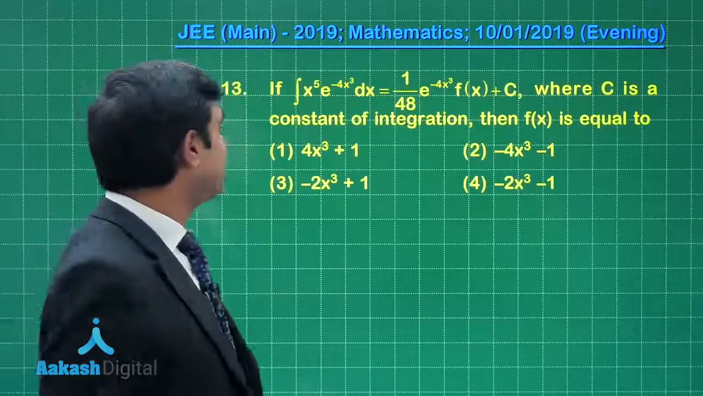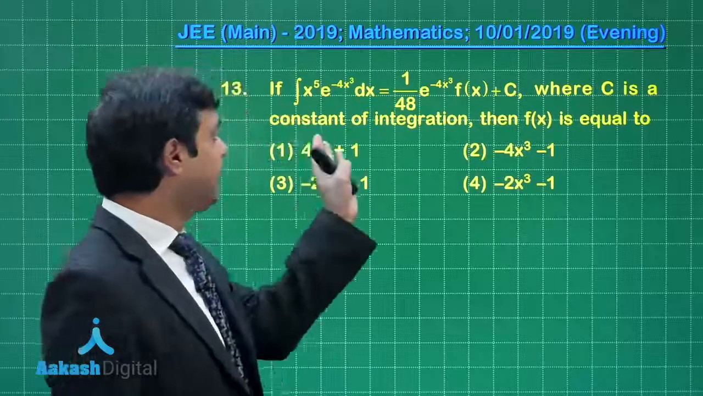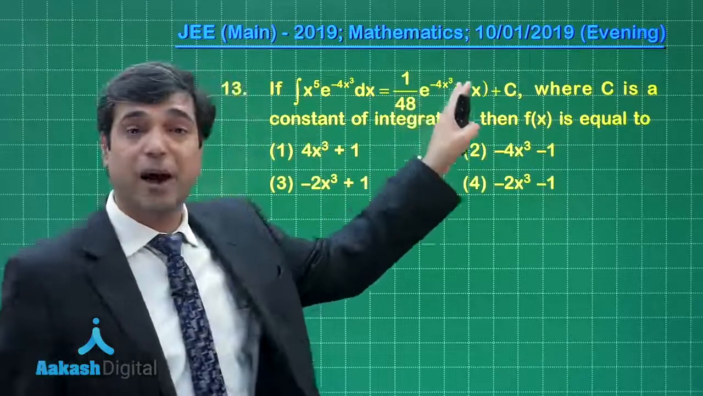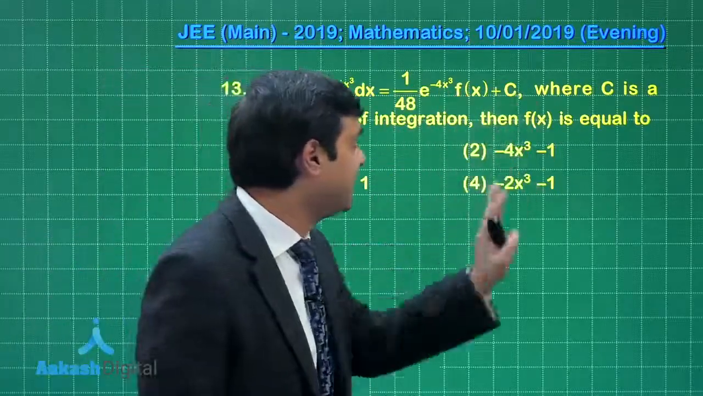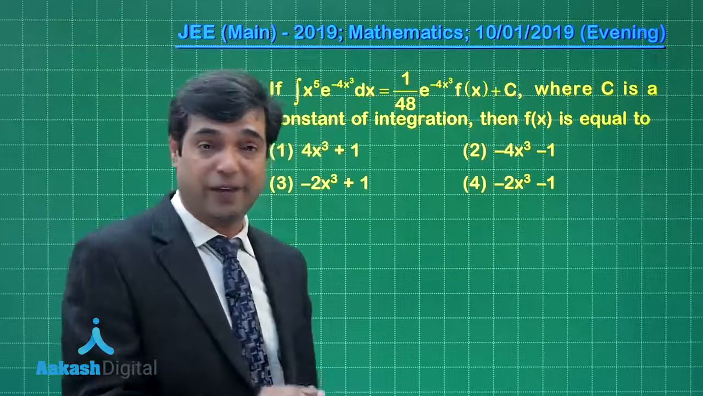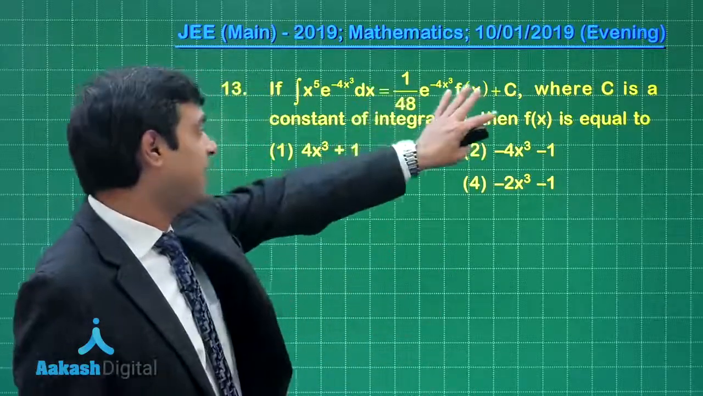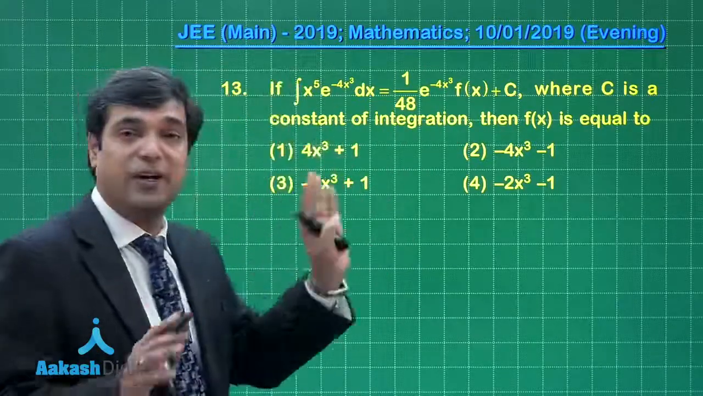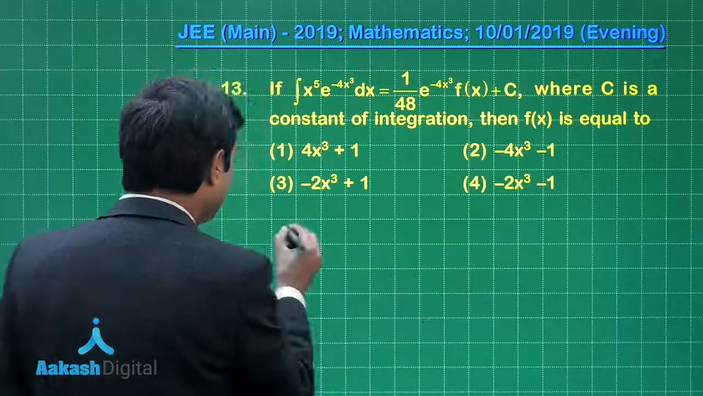Let's move on to the next question, that is 13th. If this integral is equal to 1 by 48 e to the power minus 4x cube into f(x) plus c, where c is the constant of integration, we have to find the function f(x). Now f(x) is clearly outside the integral sign. So what we need is the integral of it, nothing else. So let's start this question.